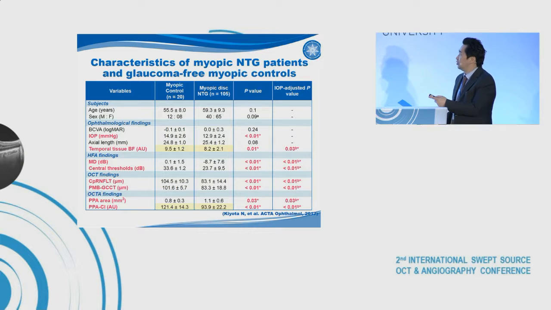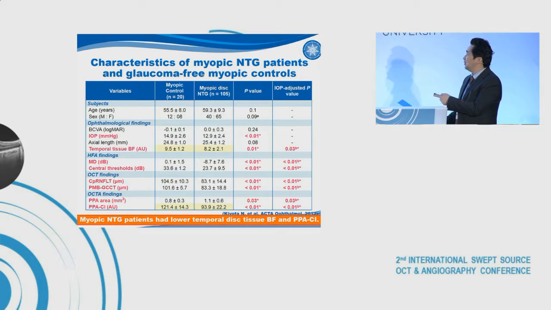So this is the result comparing the characteristics of myopic NTG patients and glaucoma-free myopic controls. We found no difference in age, sex, and visual acuity between these two groups. However, the temporal tissue blood flow was significantly lower, and visual function and OCT central structure were also decreased in myopic disc NTG patients. So myopic NTG patients had lower temporal disc tissue blood flow and PPSCI.